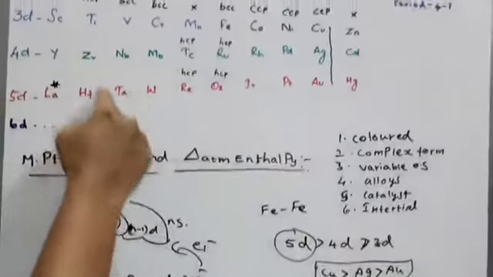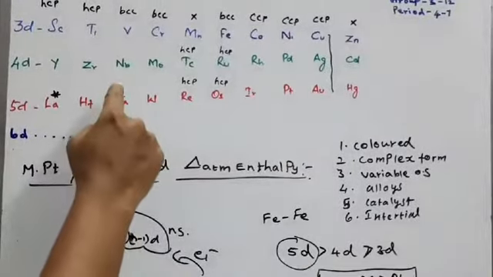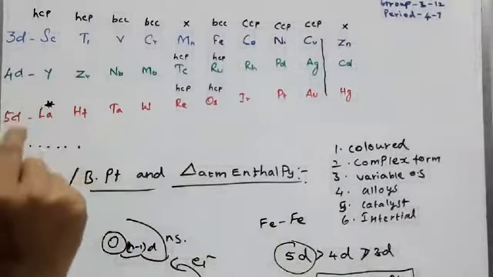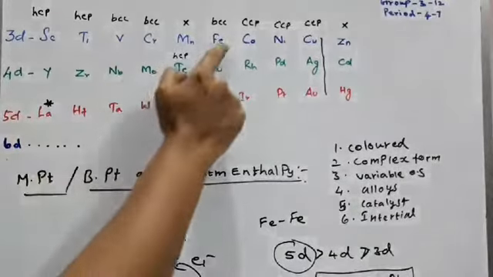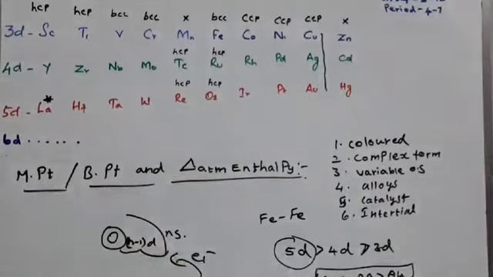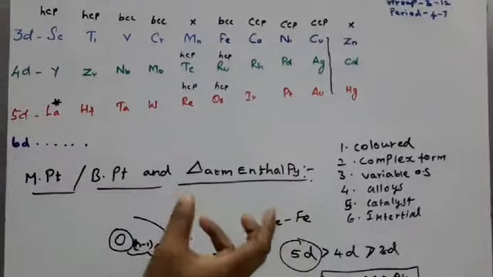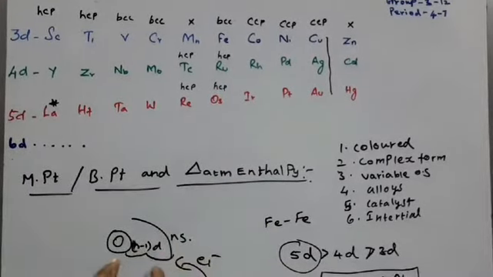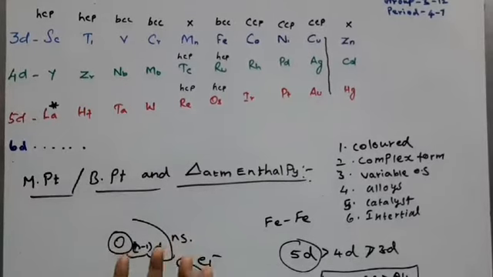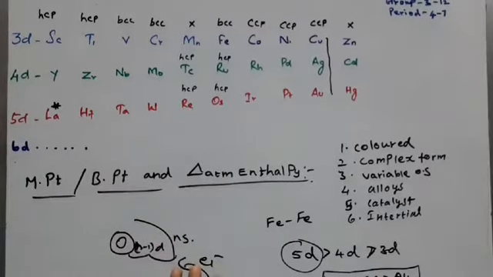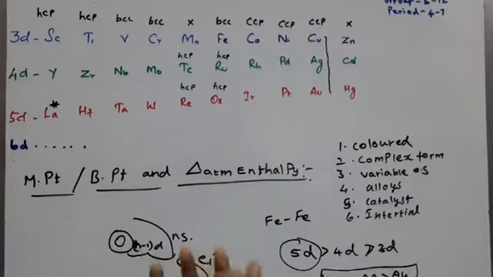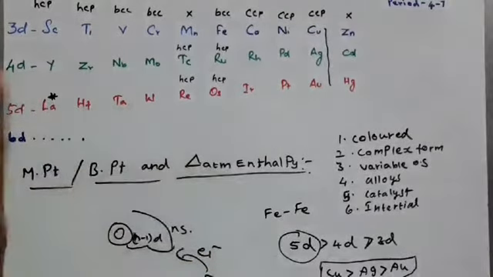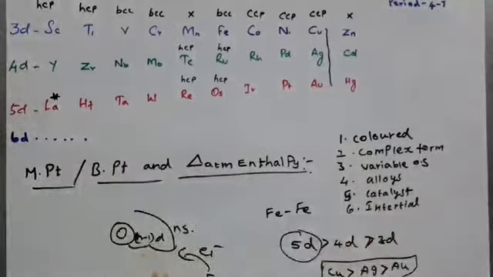You see that most of the elements are used as catalysts. Vanadium is a good catalyst, molybdenum is a catalyst, iron is a catalyst, cobalt is a catalyst. What is a catalyst? It speeds up the reactions. Because this energy gap is small, they show variable oxidation states, so these characters are unique compared to non-transition elements like s block elements and p block elements.